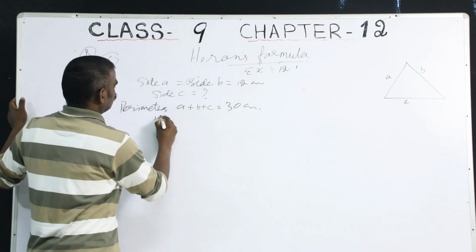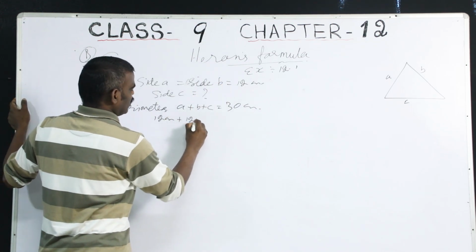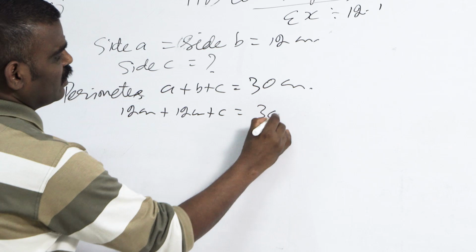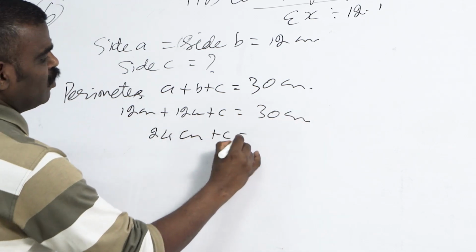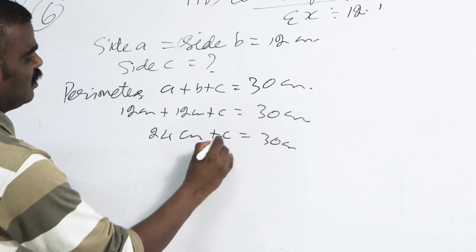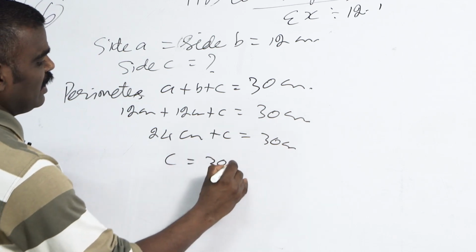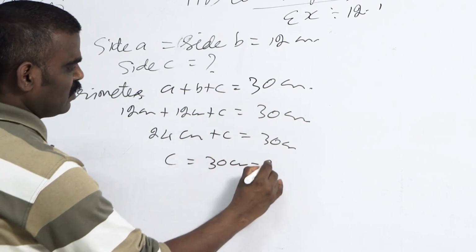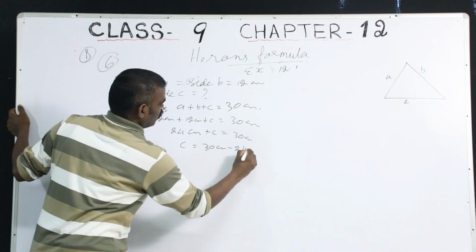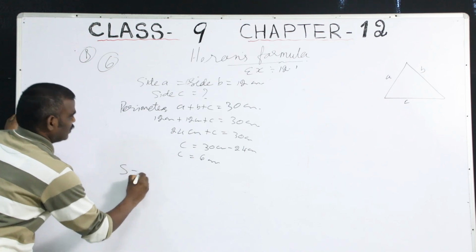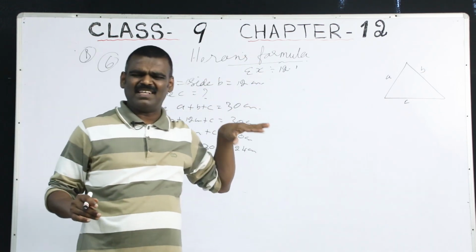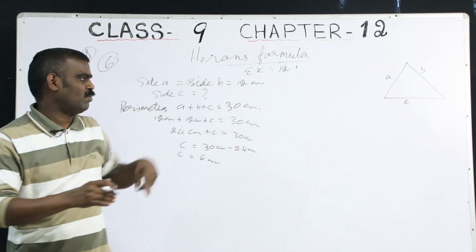A is how much? 12 centimeter. B again 12 centimeter. C we do not know. 30 centimeter. 12 plus 12, 24 centimeter, plus C is equal to how much? 30 centimeter. C equals 30 centimeter minus 24 centimeter. So C is equal to how much? 6 centimeter. Now all the three sides we know, right? Now it is very easy. I can leave it from here and go, but anyway I will complete.